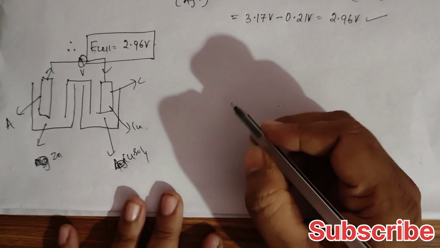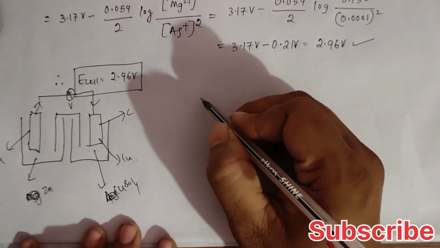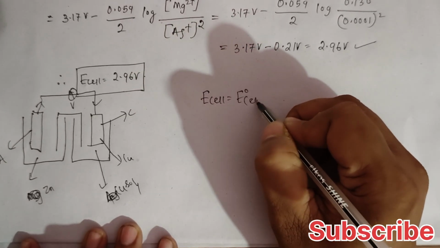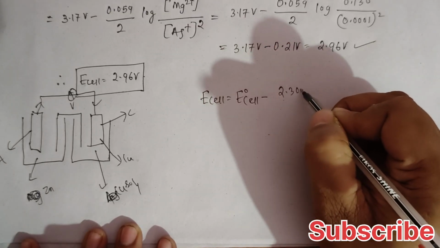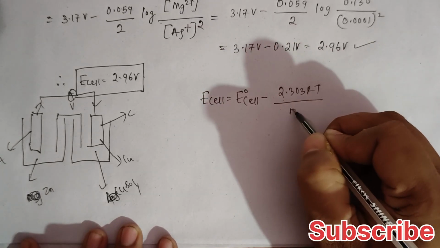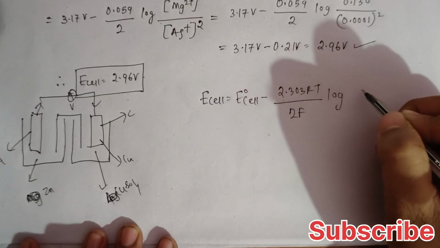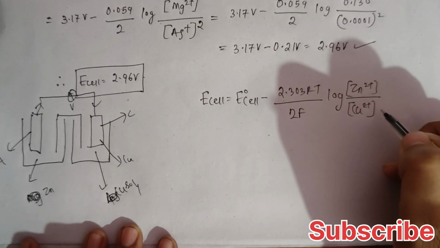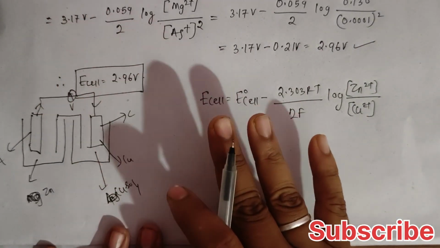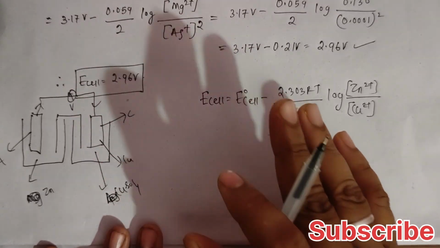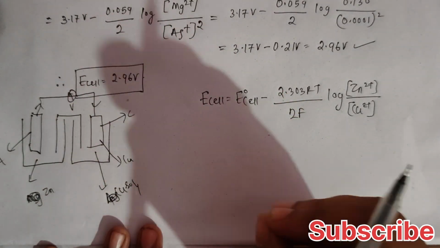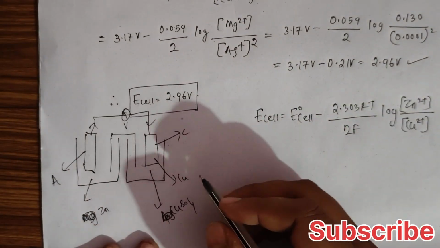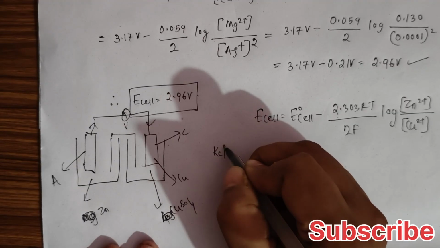That means the Nernst equation will become E cell equals E naught cell minus 2.303 RT by 2F log of Zn2+ divided by Cu2+. Clear? Now we have to clearly understand what we have to determine here. We have to determine the equilibrium constant. Equilibrium constant symbol is Kc.